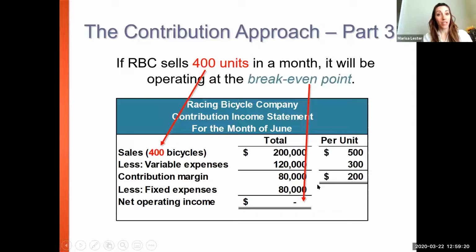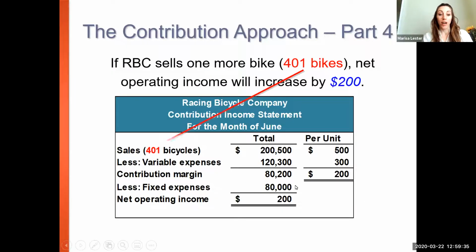Now, if I add one additional unit of sales, I have $500 more of sales revenue, $300 more of variable expenses, right? Because the more I sell, the higher my variable expenses. And now I have an additional $200 left over to try and cover my fixed expenses. So for every unit past break even that I sell, my net operating income will increase by my unit contribution margin, right? So if I sell 402 bikes, what will net income be? That's right, 400. What about 403 bikes? Yep, 600. You got it now.